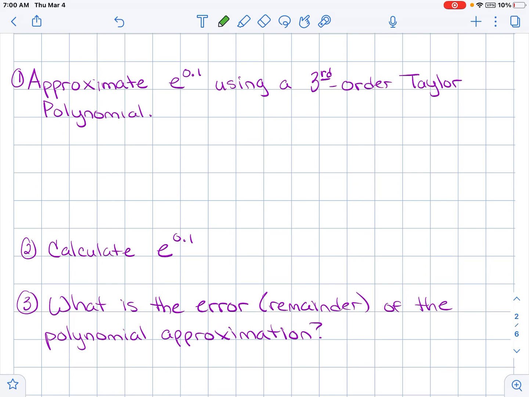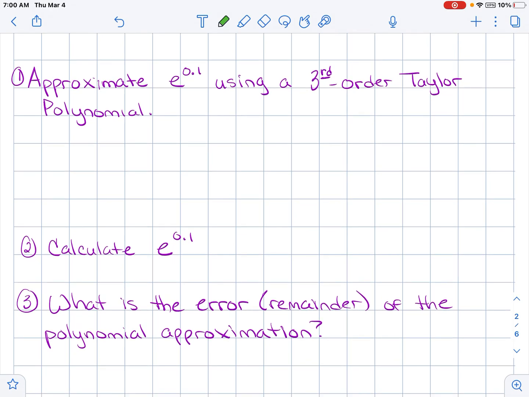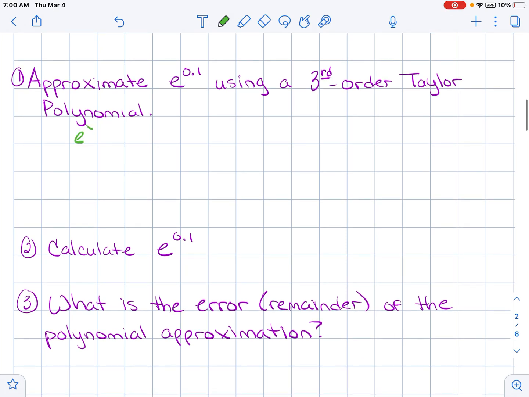Okay, welcome back. Let's see what you did here. If we write, first of all, the third order polynomial for e, let's do that first. So e to the x is approximately this third order polynomial: 1 plus x plus x squared over 2 factorial plus x cubed over 3 factorial.